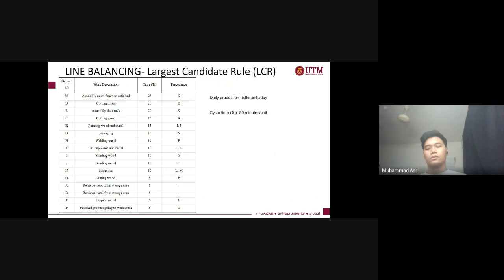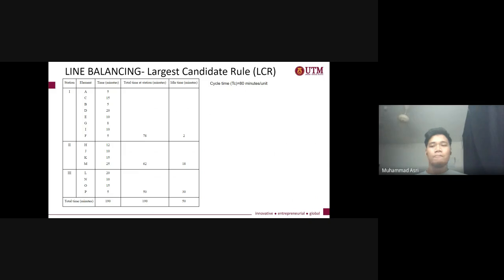According to the largest candidate rule, we need to arrange the tasks by descending time. We can see the first one is M, which has the largest number, and lastly P, which is the smallest number. The daily production is 5.65 units per day, and the cycle time is 80 minutes per unit. Next slide. After we consider that the total time must be less than 80 minutes, we get 3 different stations.